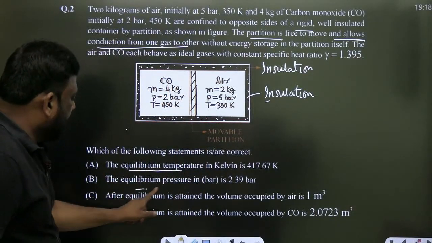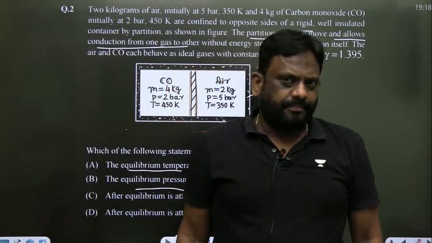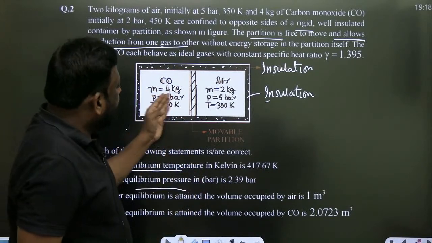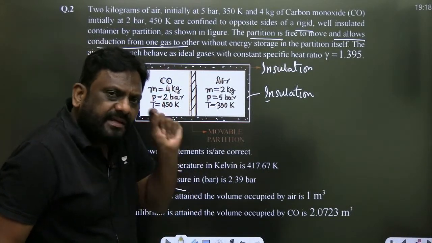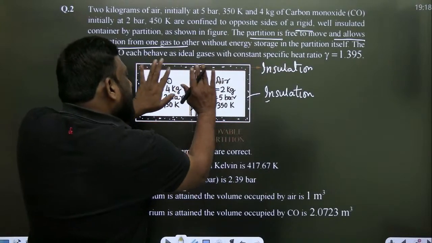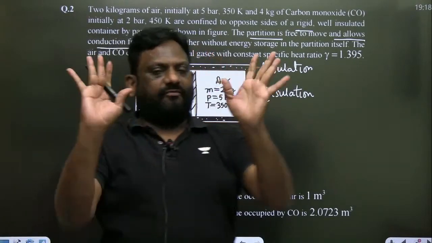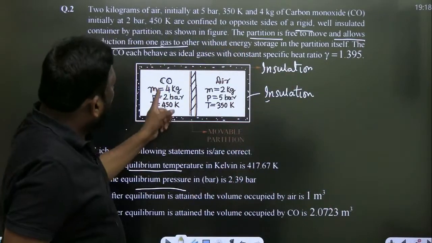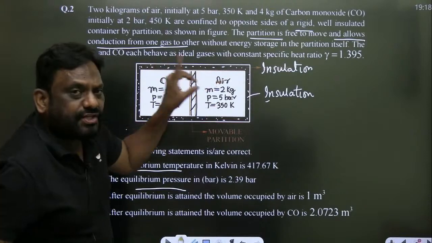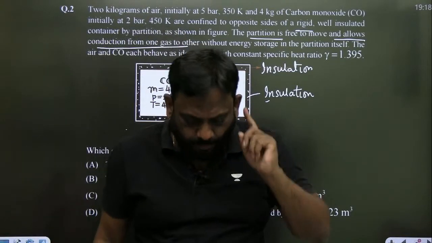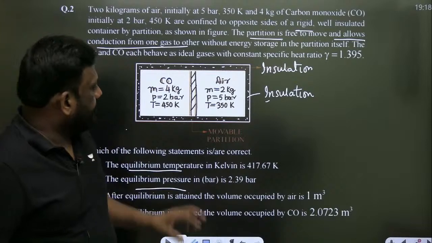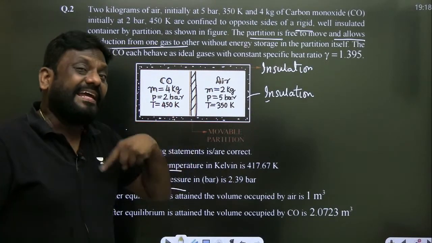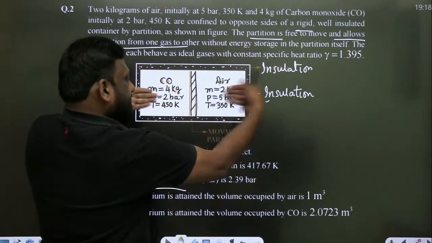Equilibrium temperature, equilibrium pressure. My question to you people is, what should be the equilibrium temperature? Definitely, when there is a heat transfer, when both reach equilibrium, the final temperature of both should be same. Point number 1. I repeat, sirs, he is using the word equilibrium. When both are in equilibrium, the final temperatures of both should be same. Point number 1. Second point.